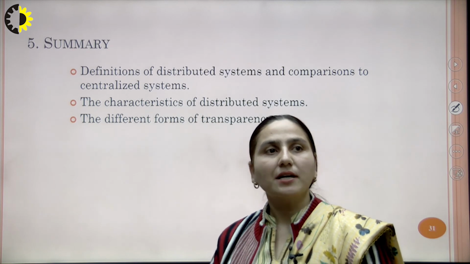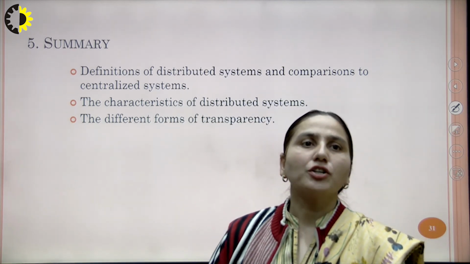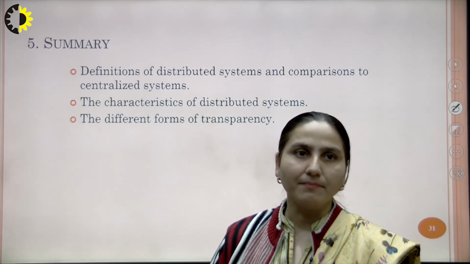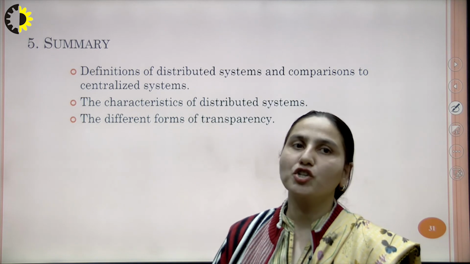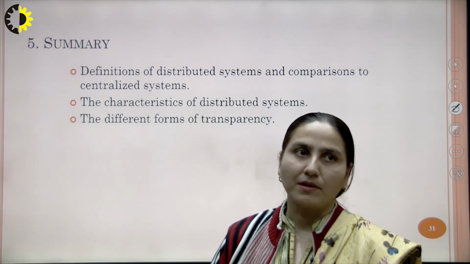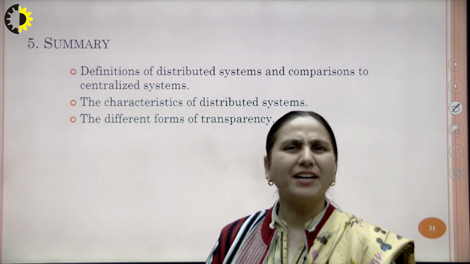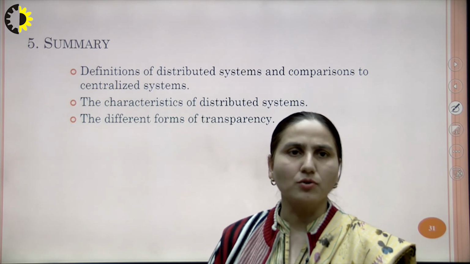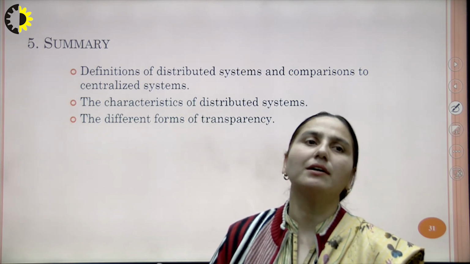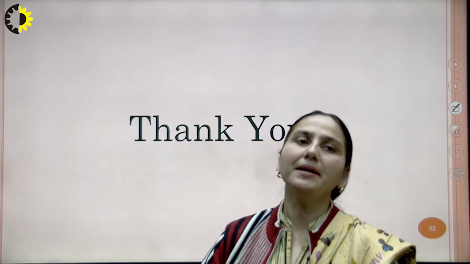Now, next comes the summary. We covered the definition of distributed system and the comparison to the centralized system, the characterization of the distributed system, and the different forms of transparency. Transparency, as I told you, is one of the most important features, and we have different types of transparency, based on which we can say how the system can be transparent.